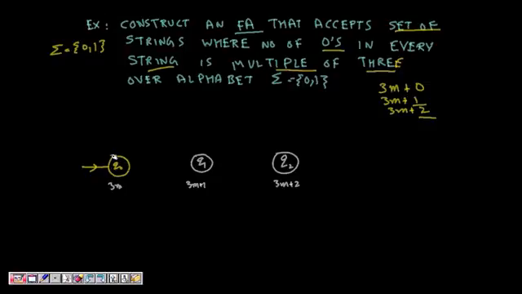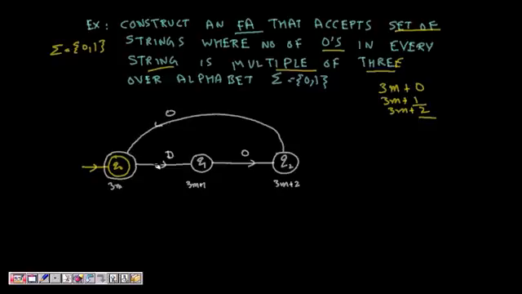Yes, it should be the final state also, so I make it a double circle also. Now if I see 1 0, I should go here. If I see 0 again, I should go here. So 2 zeros, I go to 3m plus 2. It is of the form 3m plus 2. But if I see the third 0 again, I should come back.